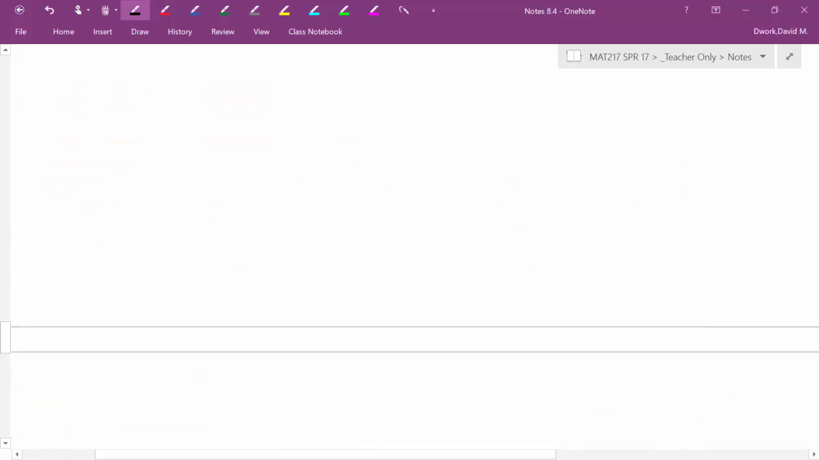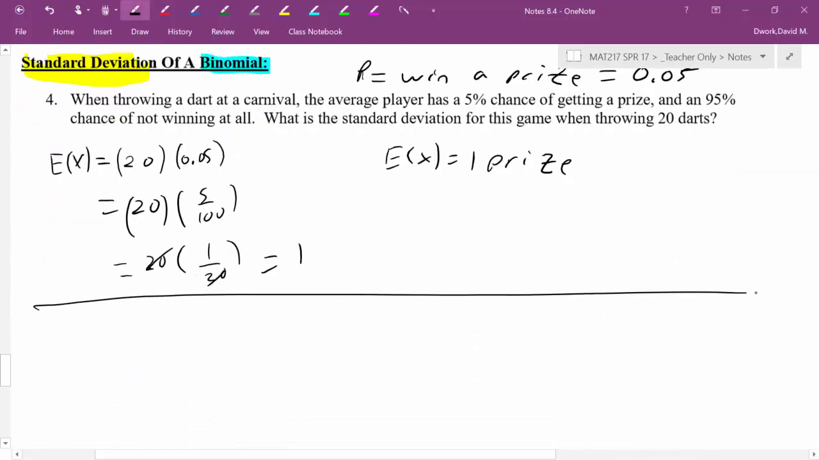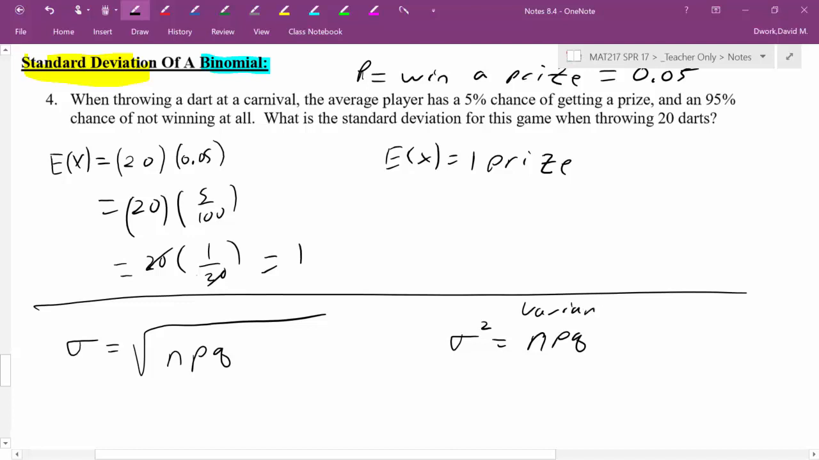Okay, that being said, we now need a formula for standard deviation. The standard deviation formula is actually quite simple. It's just n times p times q, and the square root of all of that. Similarly, the variance of a binomial would just be this whole thing squared, so it'd just be n times p times q. So this would be variance. But we don't care about variance. All we care about is standard deviation.